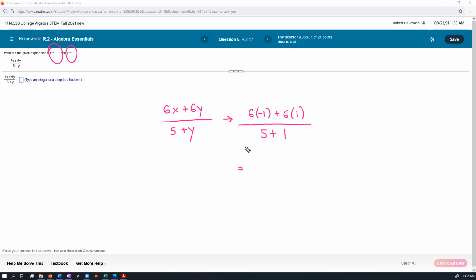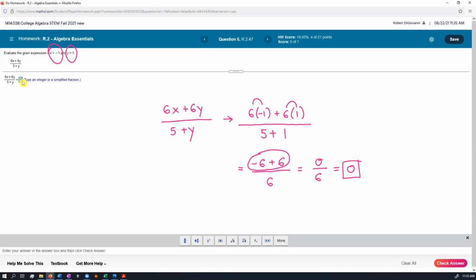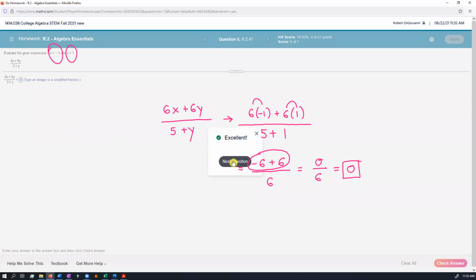So in the numerator, these two multiply together gives us negative 6. These two multiply together gives us positive 6. So we're adding 6 and we're dividing by 5 plus 1, which is 6. And at this point, we have to do everything in the numerator first. So negative 6 plus 6 is 0. And 0 divided by 6 is 0. Remember, you can have a 0 on the top, but you can't have a 0 on the bottom. So that just gives you 0. So all that for nothing.